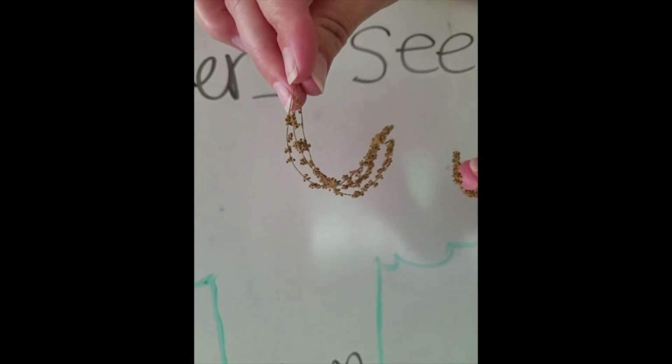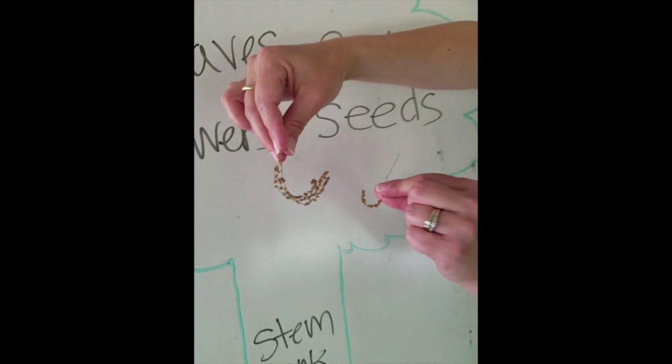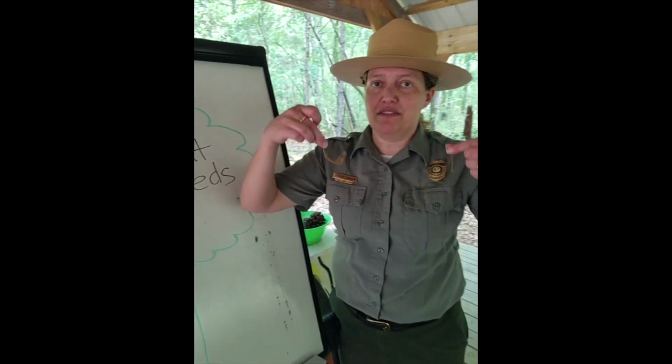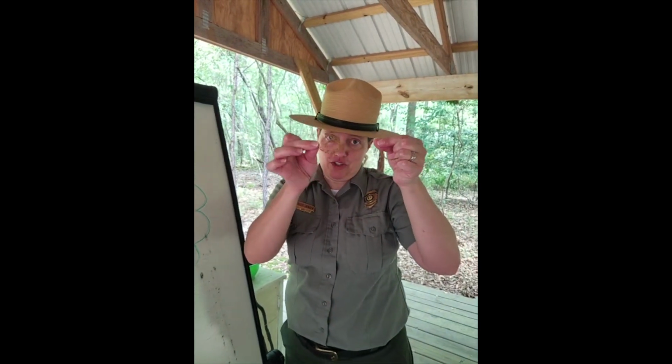But you guys, these also carry pollen. And when I see these on the trees, do you know what they remind me of? Earrings. Can you see that? They look like big dangly earrings. Yeah, so if you see a tree wearing a bunch of earrings, that's probably some type of oak tree, okay?